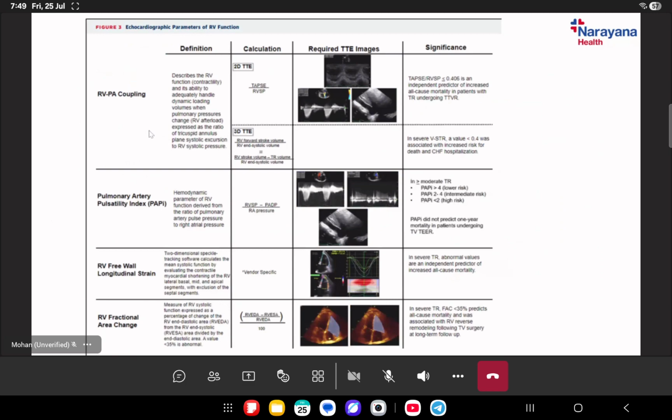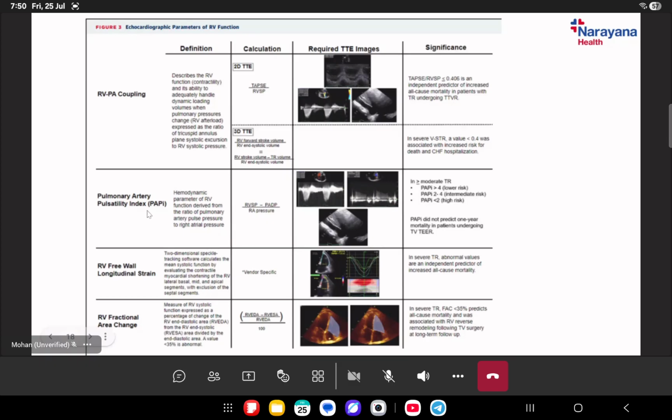So we have to know one term, that is RV to PA coupling. RV to PA coupling describes RV function, that means contractility, and its ability to adequately handle dynamic loading volumes when pulmonary pressures change. That is RV afterload. That means RV contractility dynamically changing according to the pulmonary arterial pressures. This is expressed as the ratio of tricuspid annular plane systolic excursion to RV systolic pressure. So TAPSE by RVSP is the RV to PA coupling value, which, if it is less than 0.4, is an independent predictor of increased all-cause mortality.